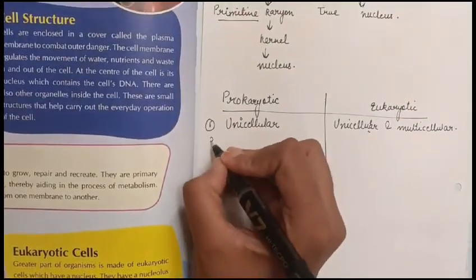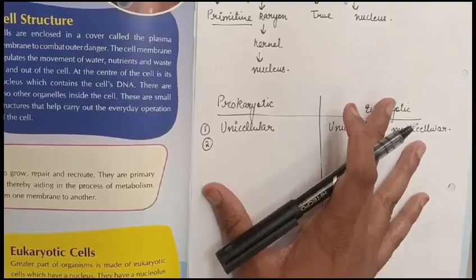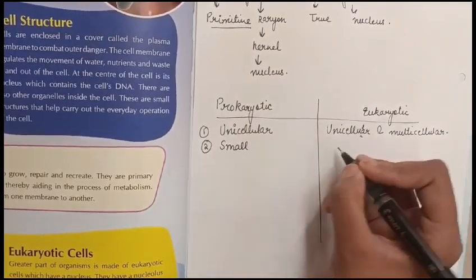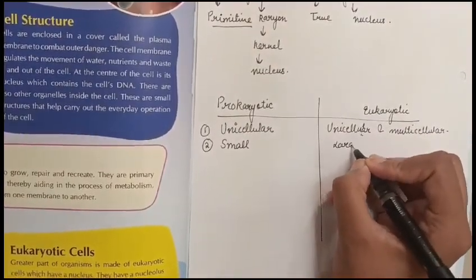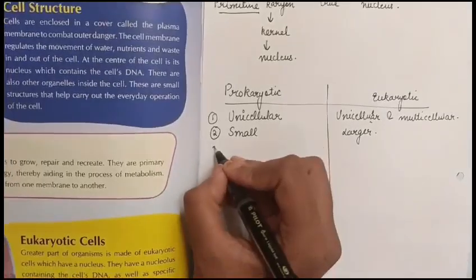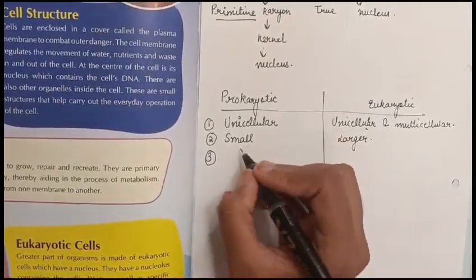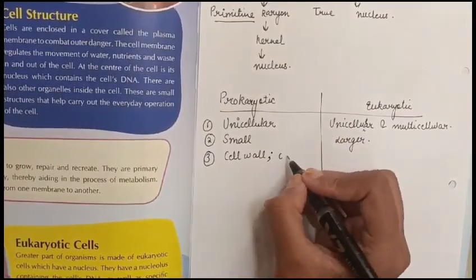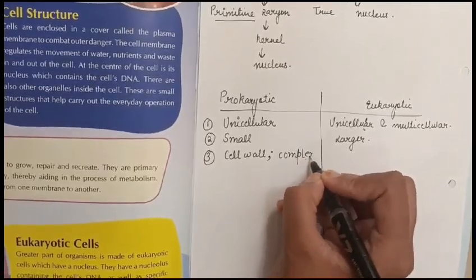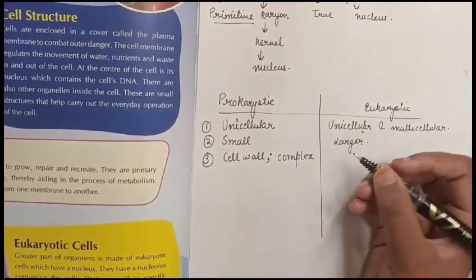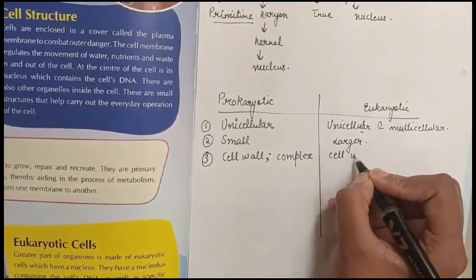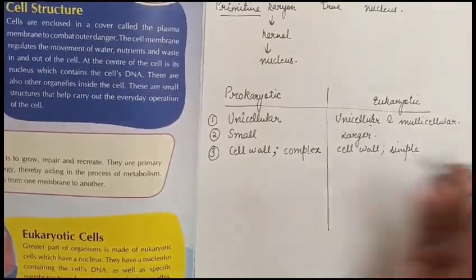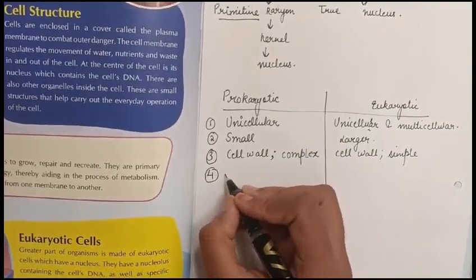The second point of difference between them is the cell size. As we have learned earlier, prokaryotes are generally small in size in comparison to eukaryotes, which are larger in size. Here, the cell wall is usually present, but it is chemically complex in nature, whereas the cell wall in eukaryotes is generally simpler.